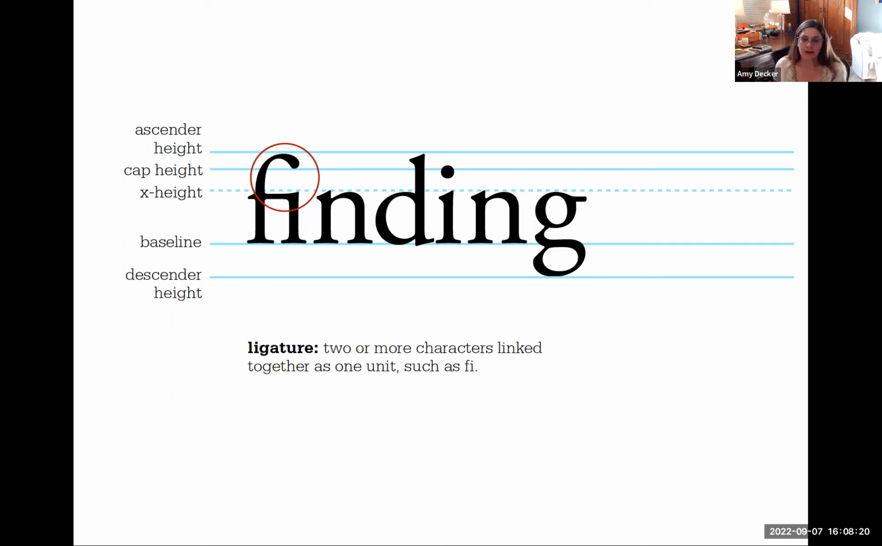This is a ligature. It's where two or more characters are linked together as one unit. This is F and I, which is a very common ligature. Typefaces that have ligatures designed are usually old style typefaces. You have to access the glyph palette to access a ligature. It's a character from the glyph palette, and it becomes one character, not two anymore.